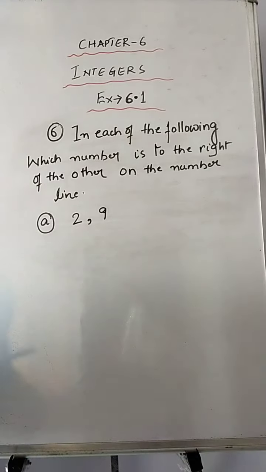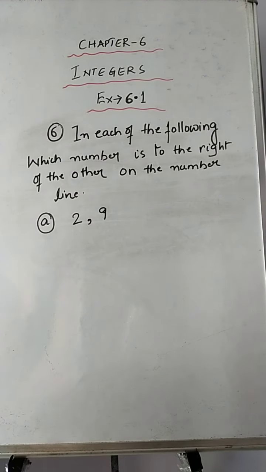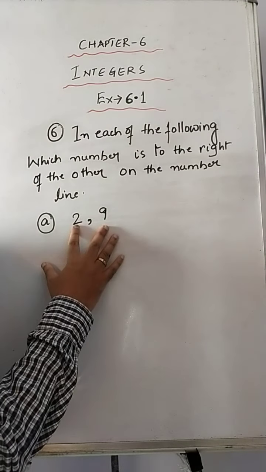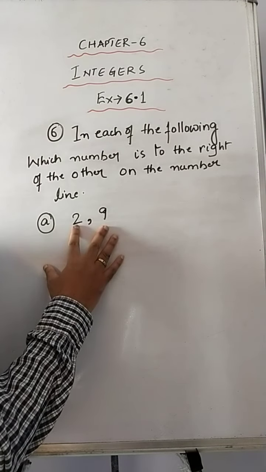the number line. So now one thing you have to see: if two positive numbers are there, then the number which is greater will always be on the right hand side of the number line. I repeat, if two positive numbers are there, then the number which is greater than the other number will always be on the right hand side on the number line.